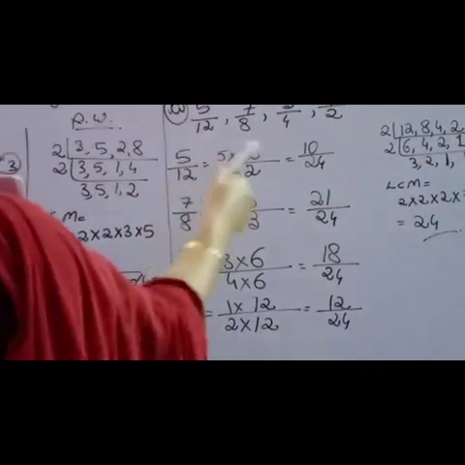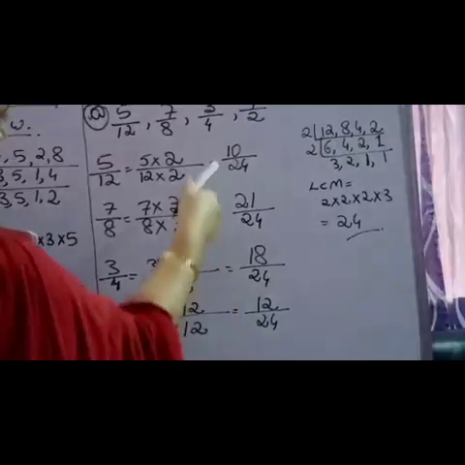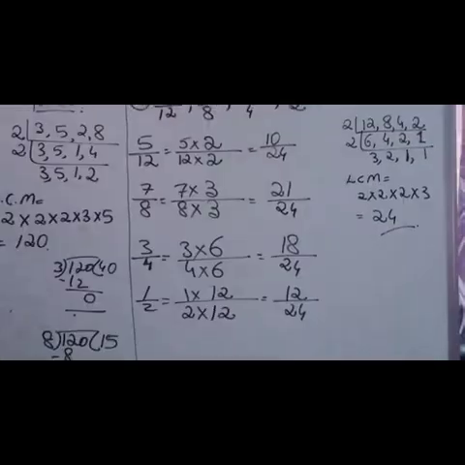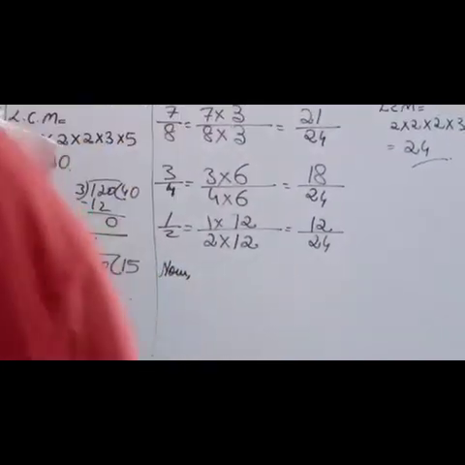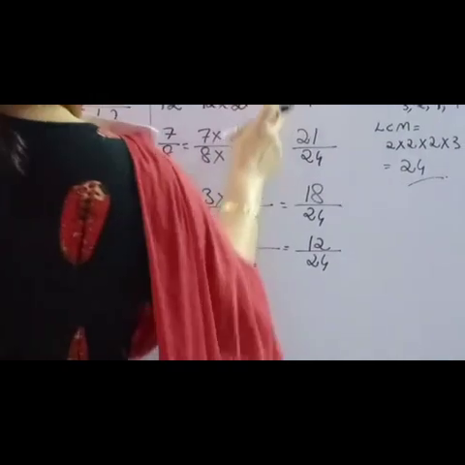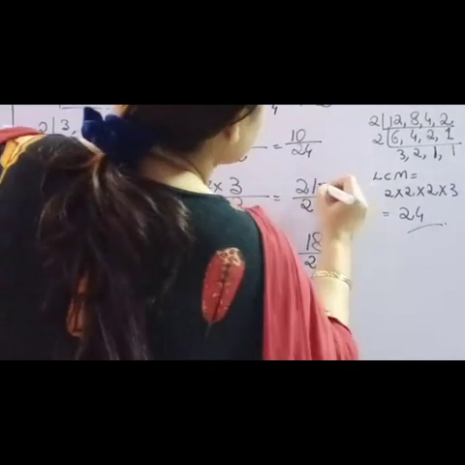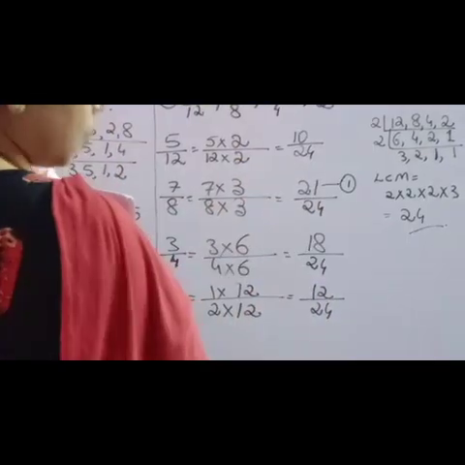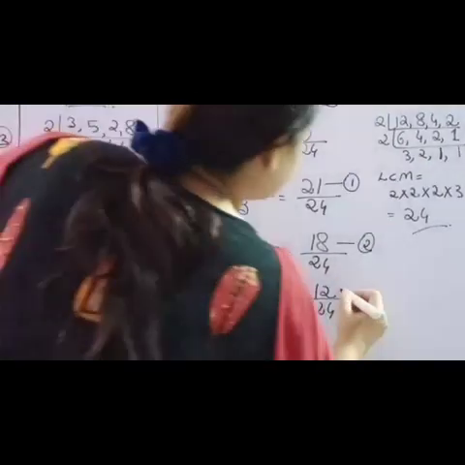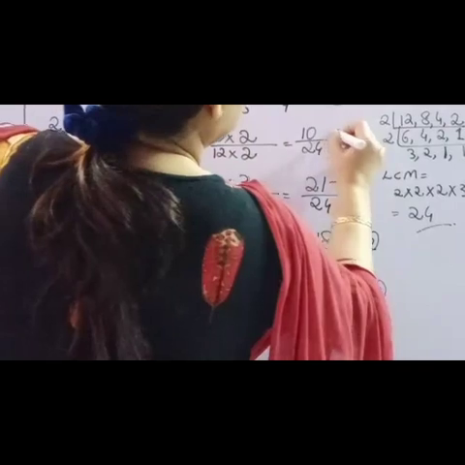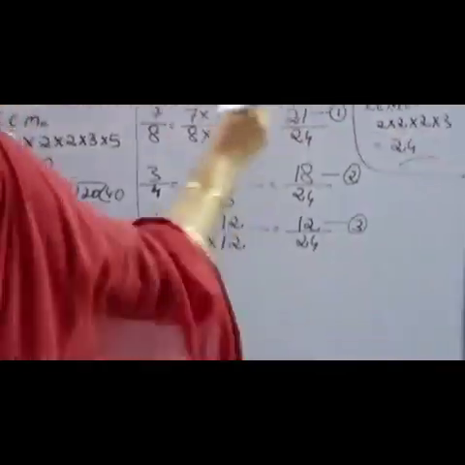Now see children, now these unlike fractions have been converted into like fractions. So all the denominators are same here. So now I can compare the fractions and arrange in descending order. Now which one is the biggest numerator here? 10, 21, 18, 12. So which is the biggest here? This is the biggest. So write it as 1. Then second biggest is which one? 18. And the third biggest is which one? 12. And the fourth is which one? 10.